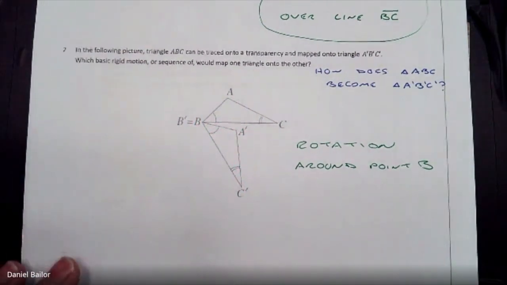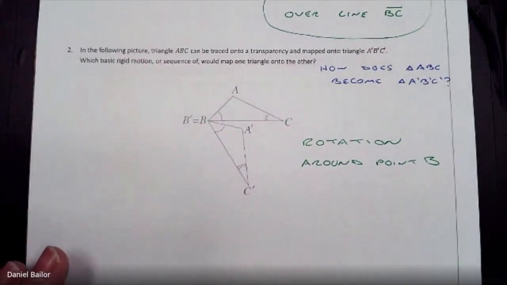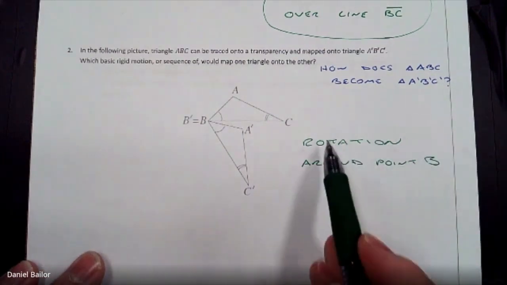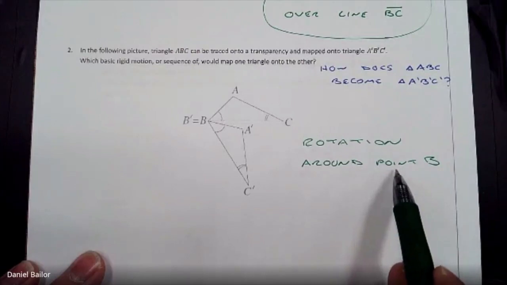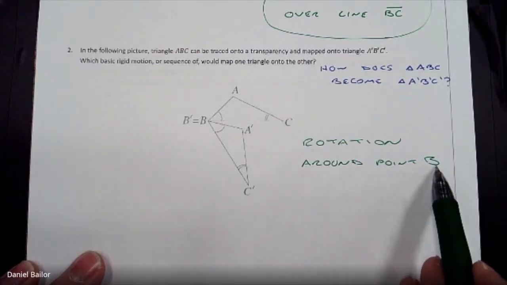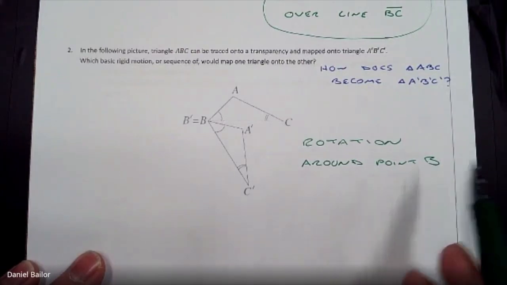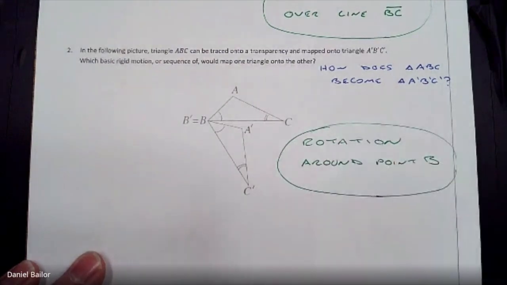That is the point. Now, some of you might be saying, Mr. Baylor, don't we have to tell degrees? How many degrees did it rotate? Not today. Do not worry about telling me how many degrees it rotated today. We'll worry about degrees another day. Today, you just need to say it's a rotation, and it goes around the point, and be specific and tell me the name of the point, point B. That is the answer for number 2.